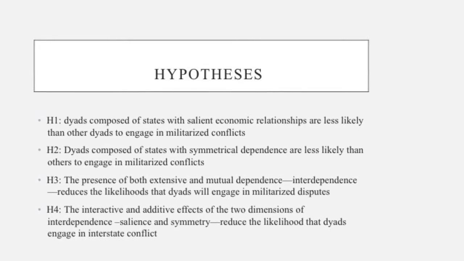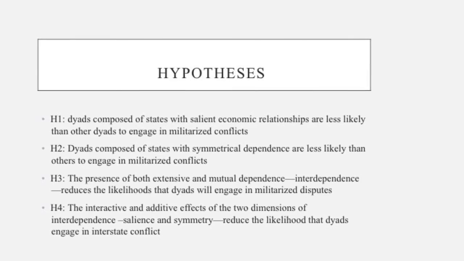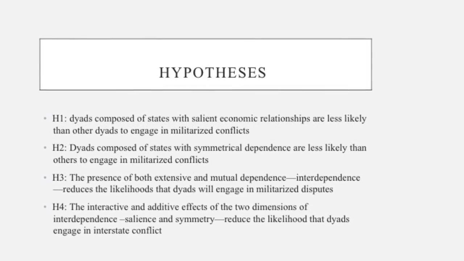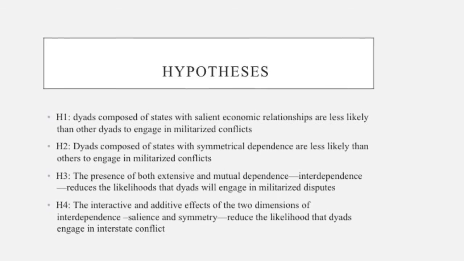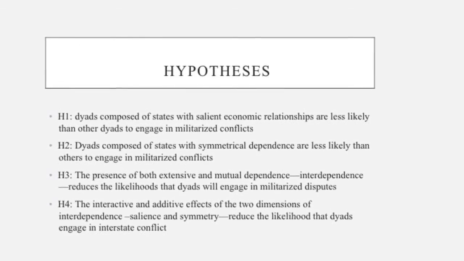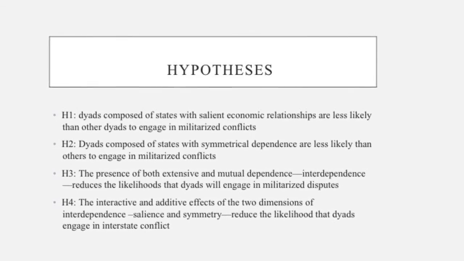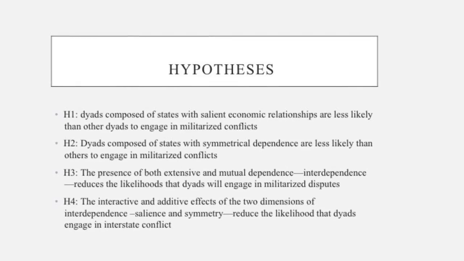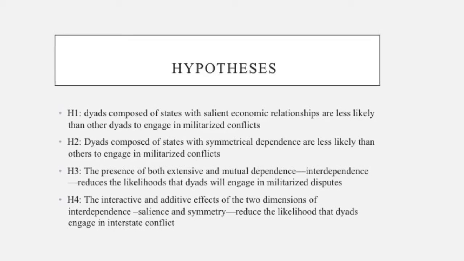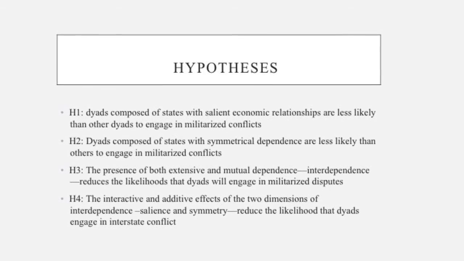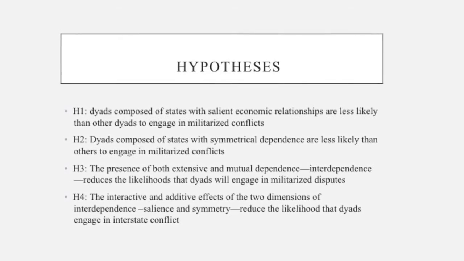If you are familiar with the quantitative approach and testing hypotheses, this would be our null hypothesis. So more specifically, she hypothesizes that dyads that have salient economic relationships are less likely than other dyads to engage in militarized conflicts. She also hypothesizes that dyads with symmetrical dependence are less likely than others to engage in militarized conflicts. She also says that the presence of both extensive and mutual dependence reduces likelihood of conflict. And finally, that interactive and additive effects of the two dimensions of interdependence, meaning salience and symmetry, reduce the likelihood that dyads engage in interstate conflict.